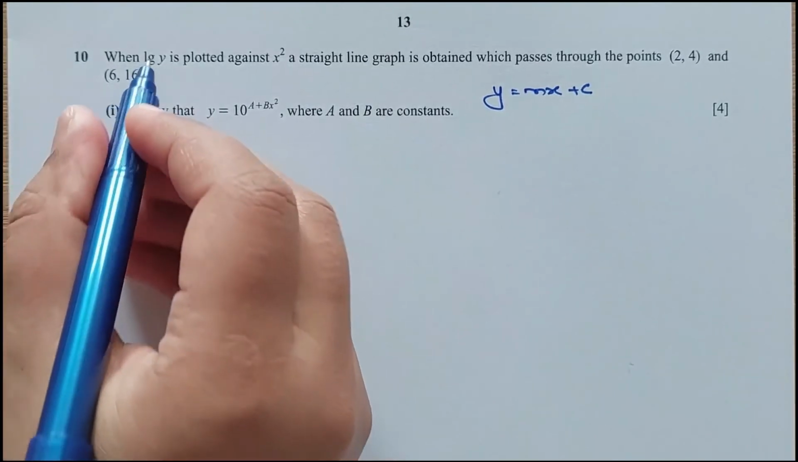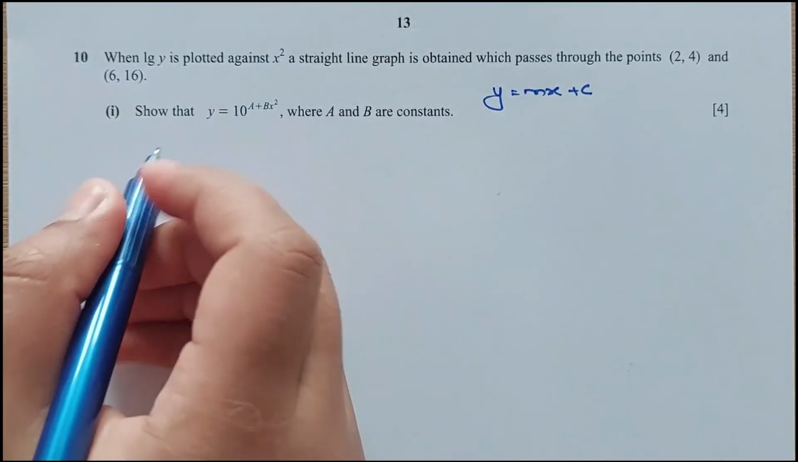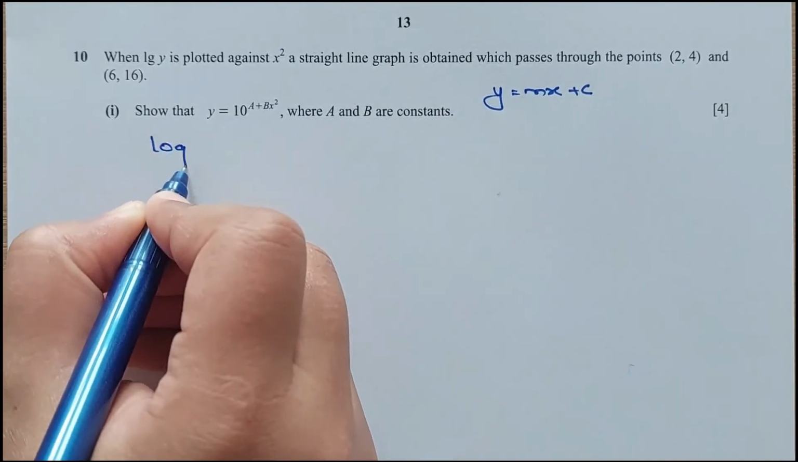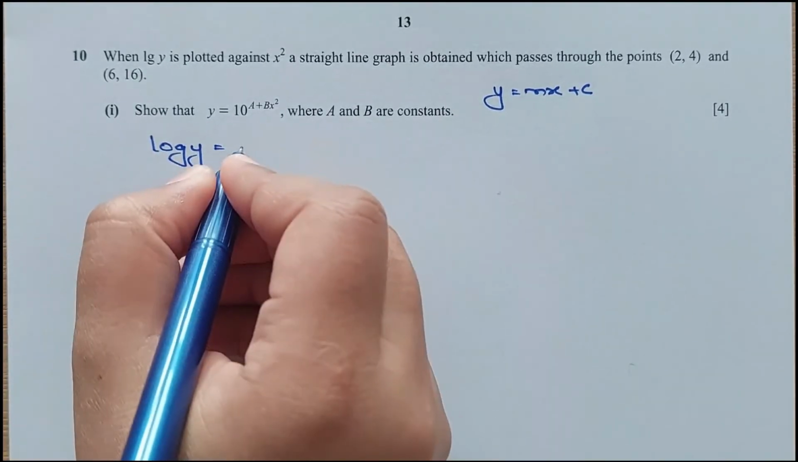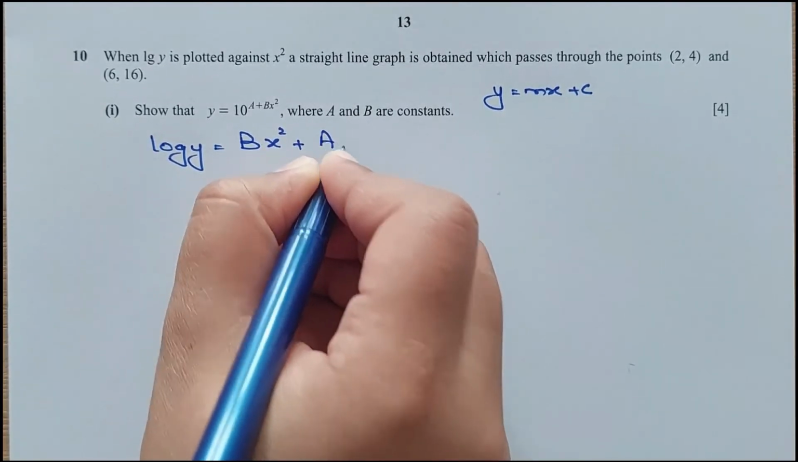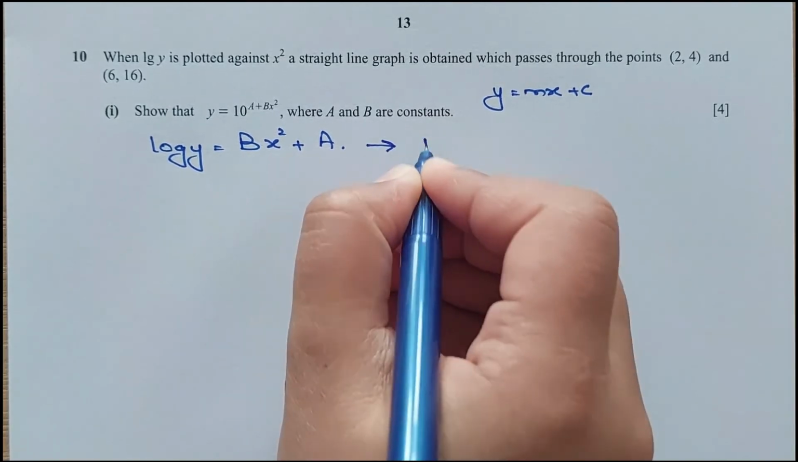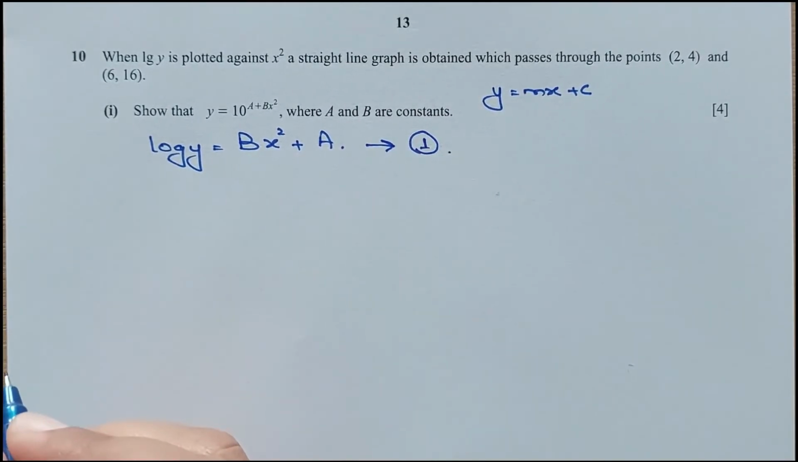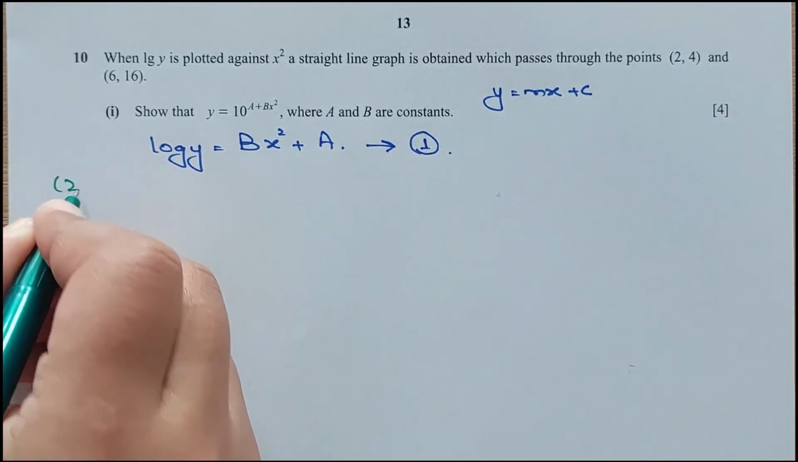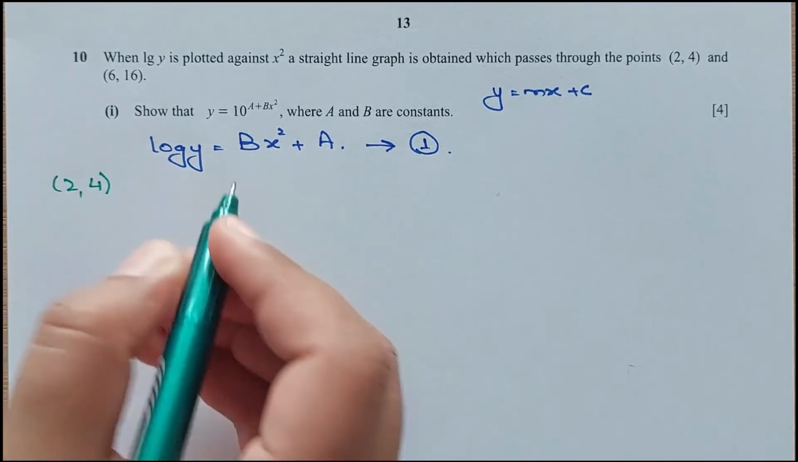So now this is representing y and this is the x coordinate. So log y equals b x squared plus a, right? So this is the equation. Now let me find the values of a and b. So first we need to put the first point, that is (2, 4), when x squared is 2 and log y is 4.